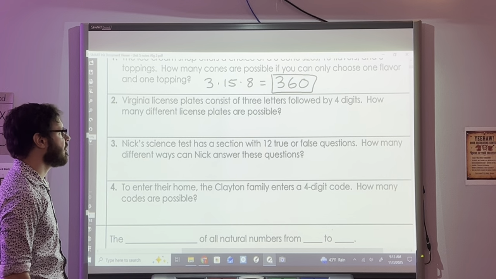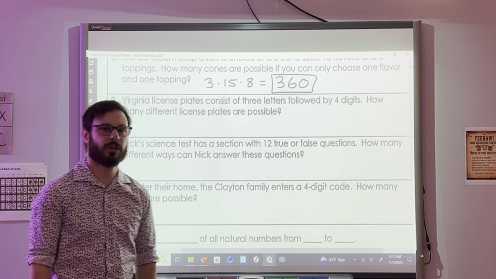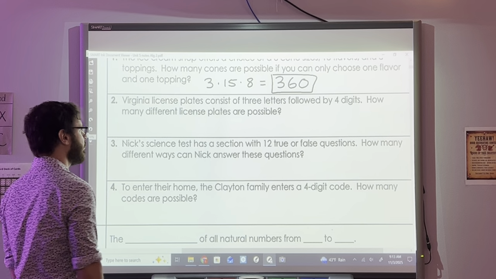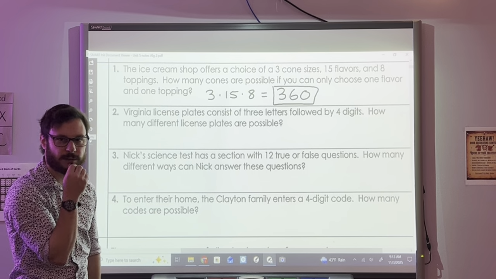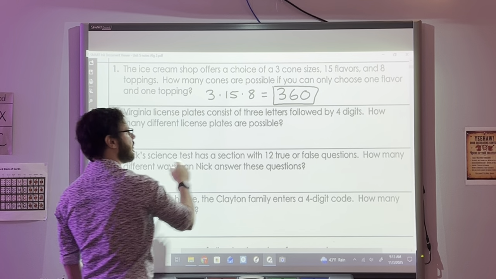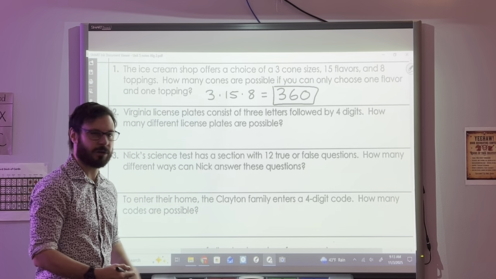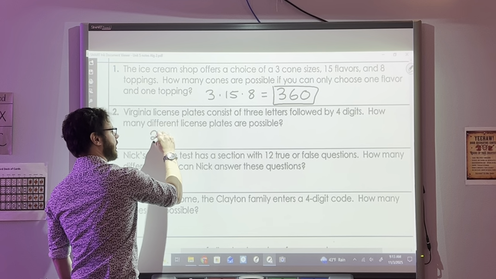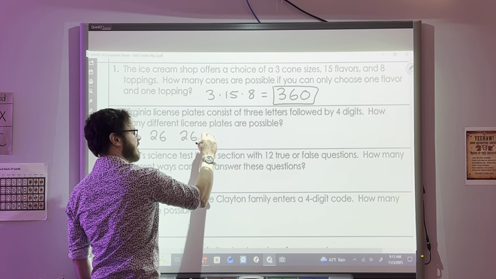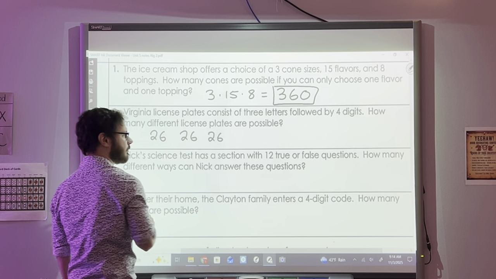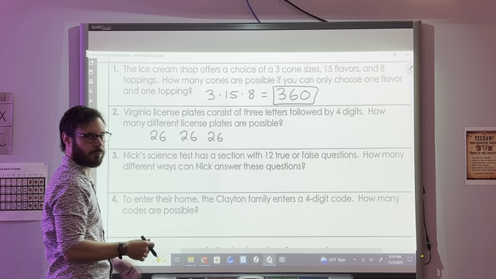Virginia license plates consist of 3 letters followed by 4 digits. How many different license plates can you make in Virginia? All right, well, you have to think about choices here. It told you in number 1, you only have 3 cone sizes. It's gonna be 3 letters. How many different letters can you choose from? 26 letters in the alphabet, and you have to pick that 3 times. It can be A, A, B, right?